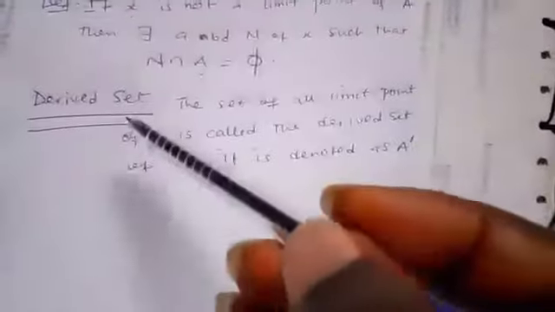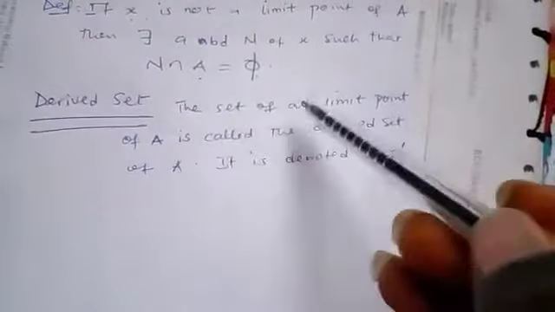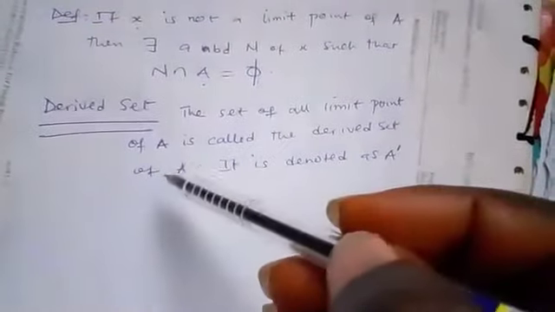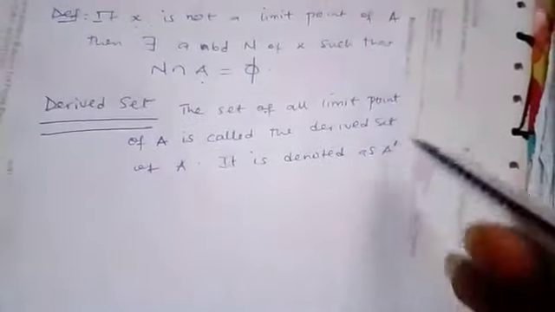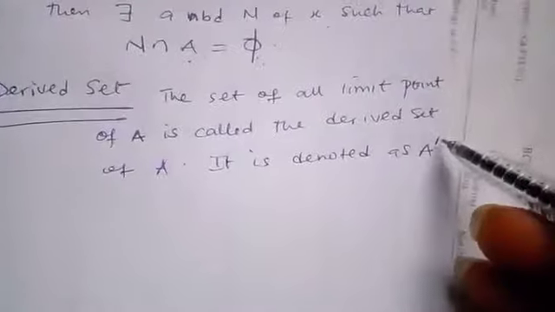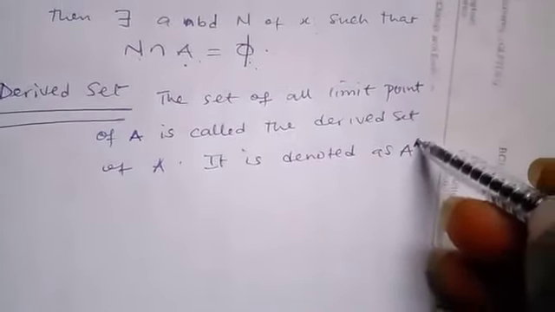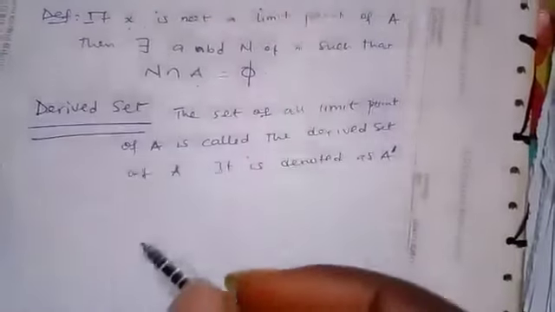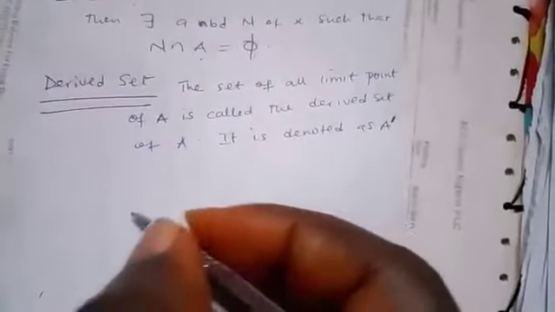So another important definition. Now, the derived set. The set of all limit points of A is called the derived set of A. We write it like this, denoted as this. So the set of all the limit points is called a derived set.